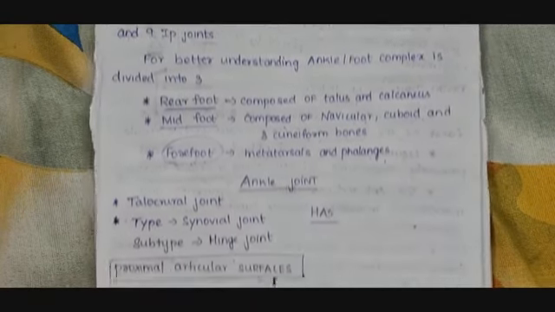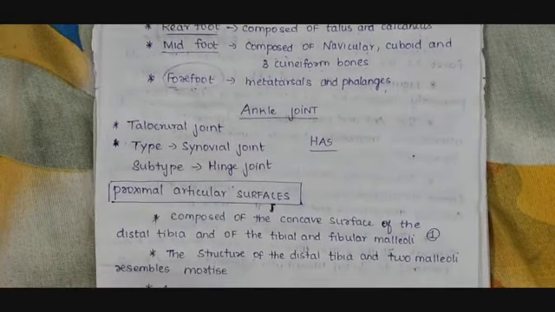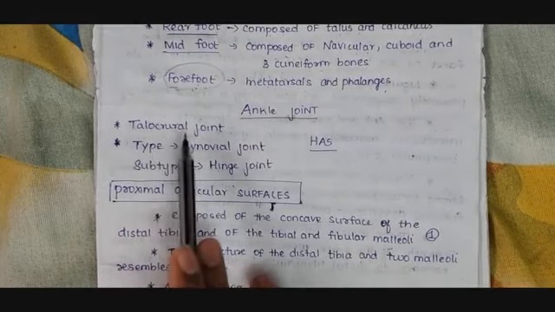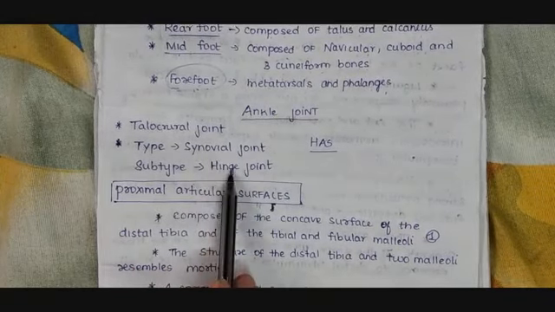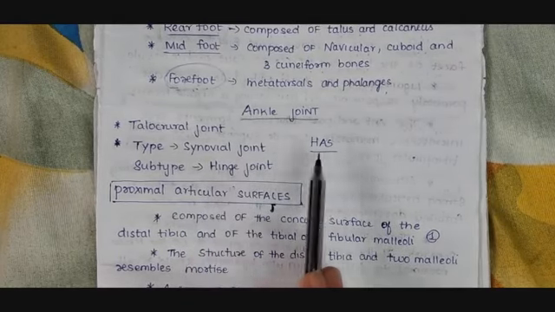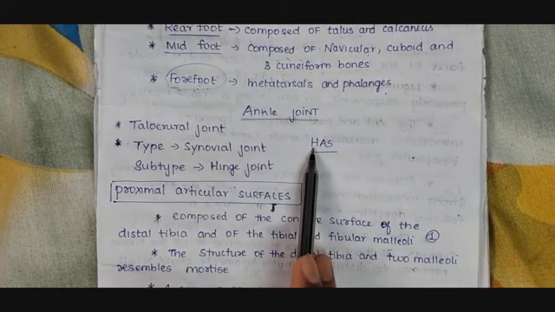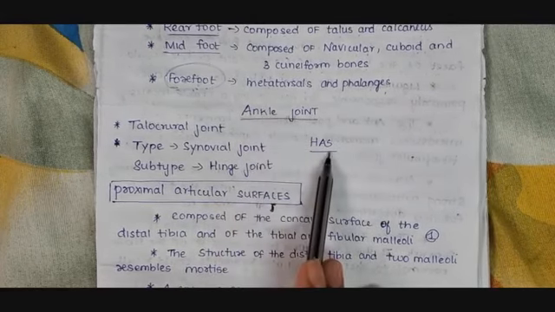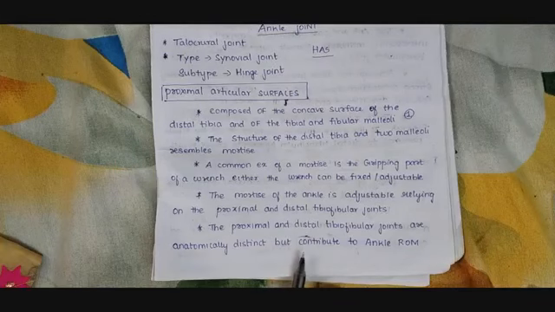Now let us discuss the ankle joint in detail. The ankle joint is also known as the talocrural joint. In order to remember the type and subtype of the ankle joint, try to remember the mnemonic HAS. In that, H stands for hinge joint, A stands for ankle joint and S stands for synovial.